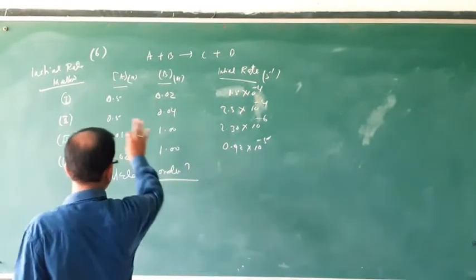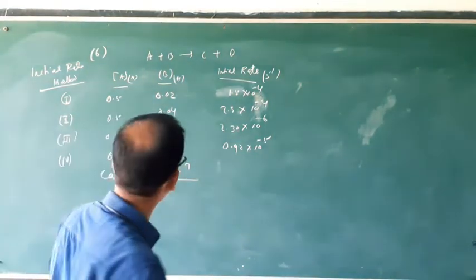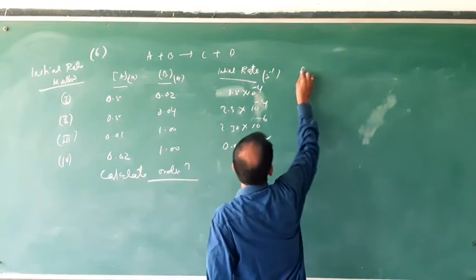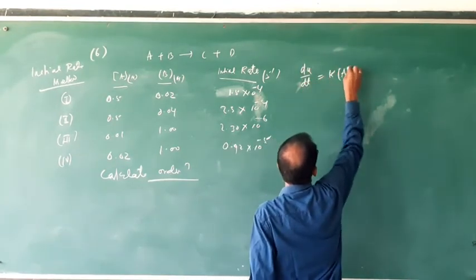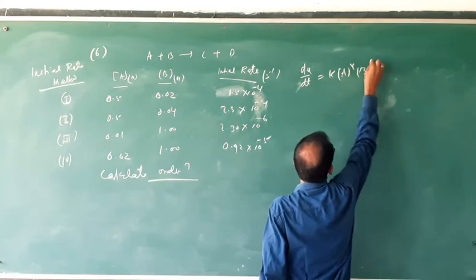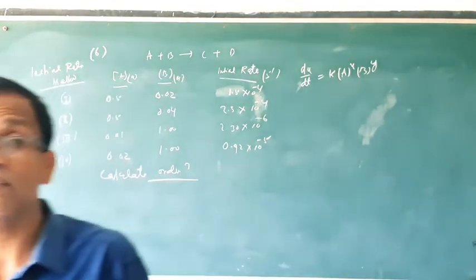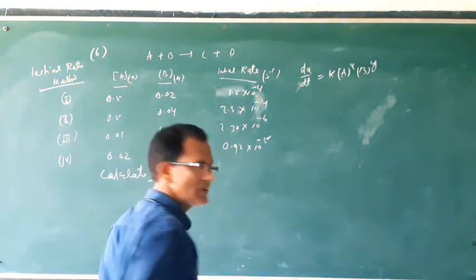So as different experiments are given, we will apply these values in a different equation. We will solve for the value of the power exponents. Let the equation be like this: dx by dt is equal to k a to the power x and b to the power y. We don't know the value of x and y. If the values of x and y are known, that will be the order.